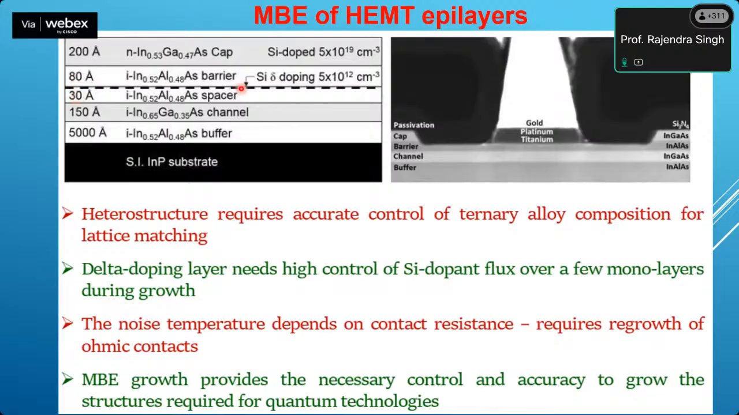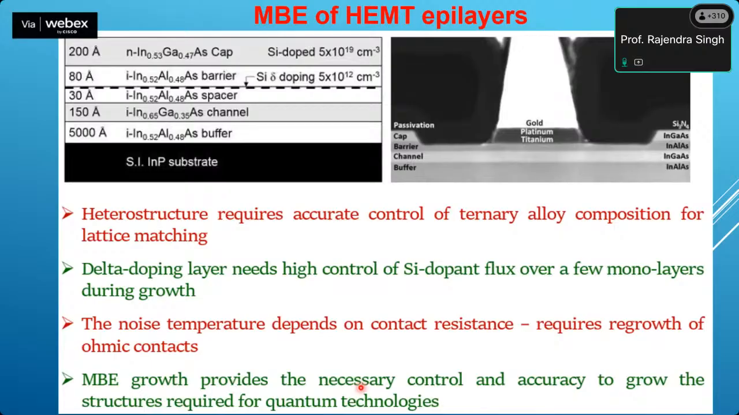And here there will be a two-dimensional electron gas formed due to the quantum heterostructure. There is a wide band gap semiconductor and a low band gap semiconductor. At the interface, there will be a two-dimensional electron gas, which is used for the fabrication of high electron mobility transistors.